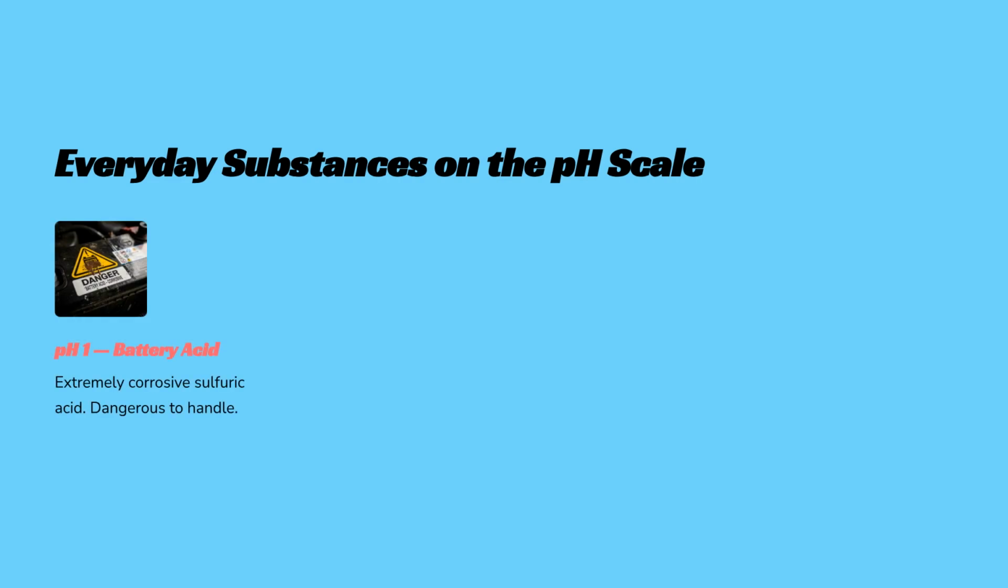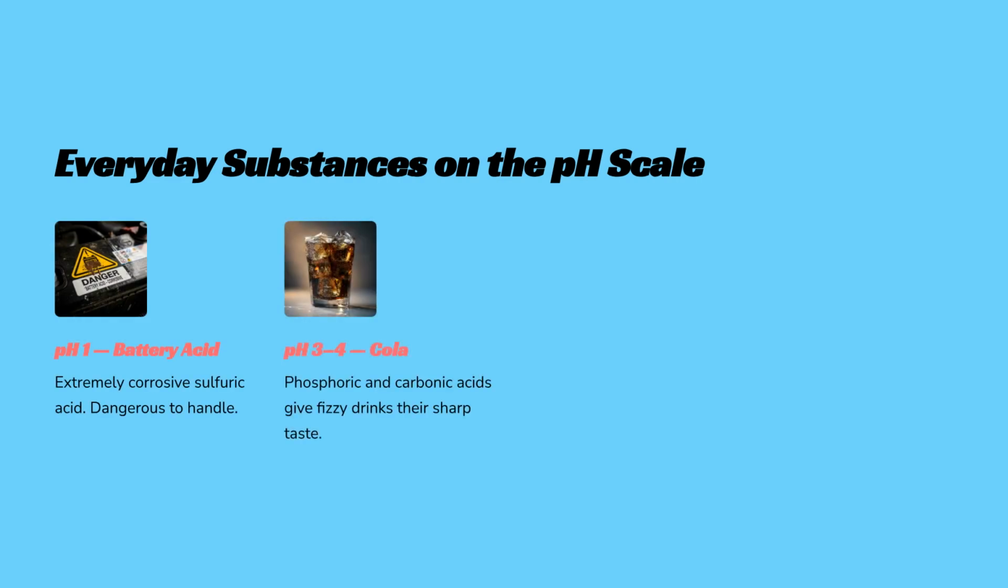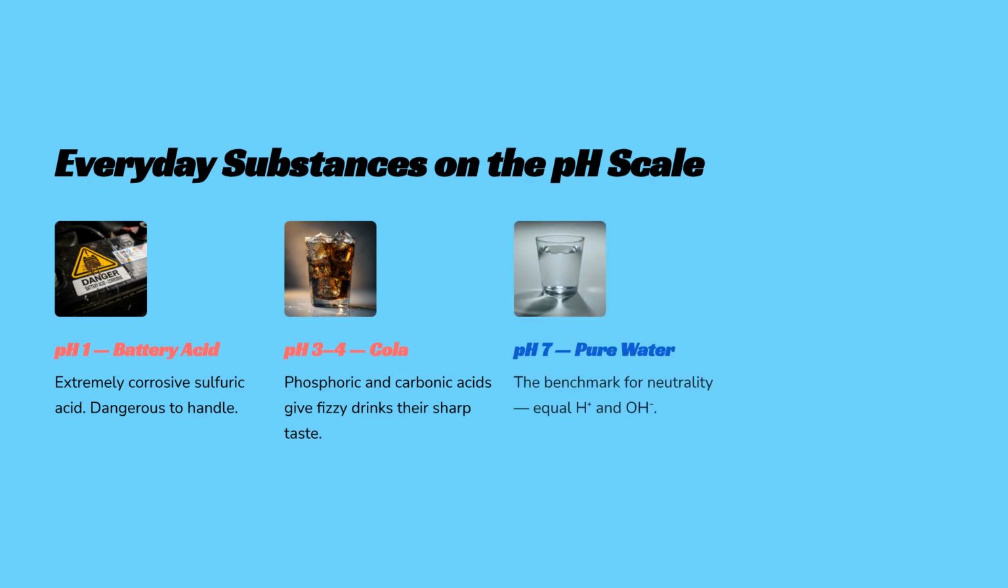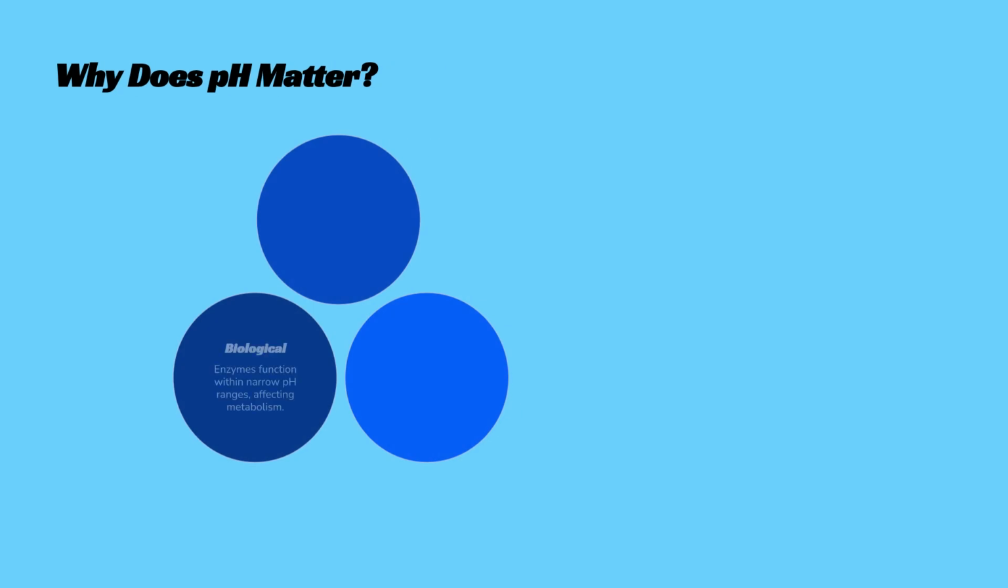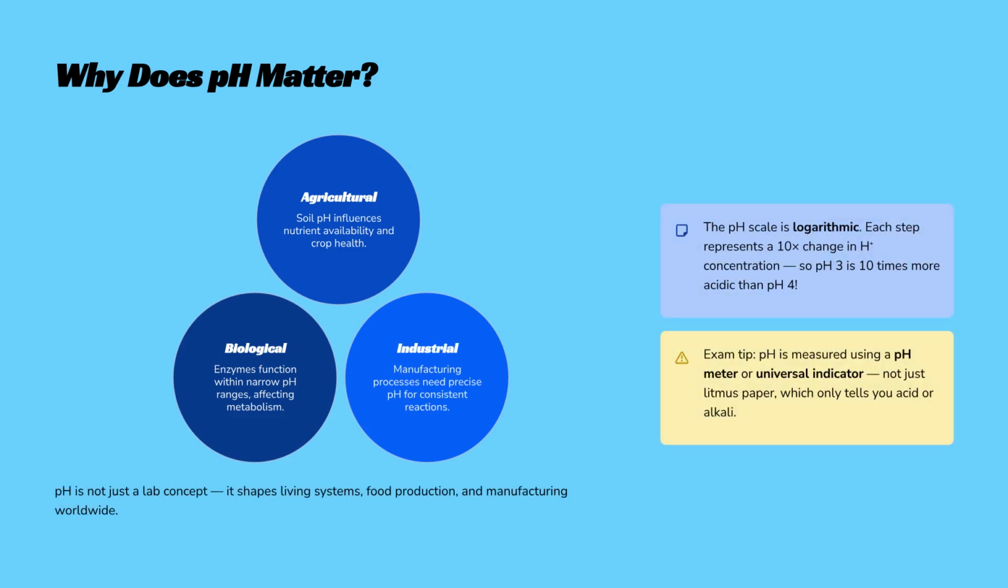Battery acid is highly acidic at pH 1. Cola is mildly acidic at pH 3 to 4. Pure water is neutral at pH 7, and bleach is strongly alkaline at pH 13. pH matters worldwide, impacting biological systems, agriculture, and industry. Remember, the pH scale is logarithmic, meaning each step is a 10x change in H+ concentration.